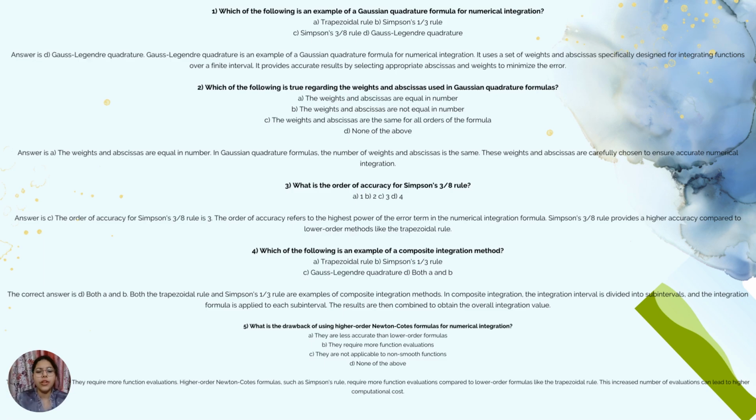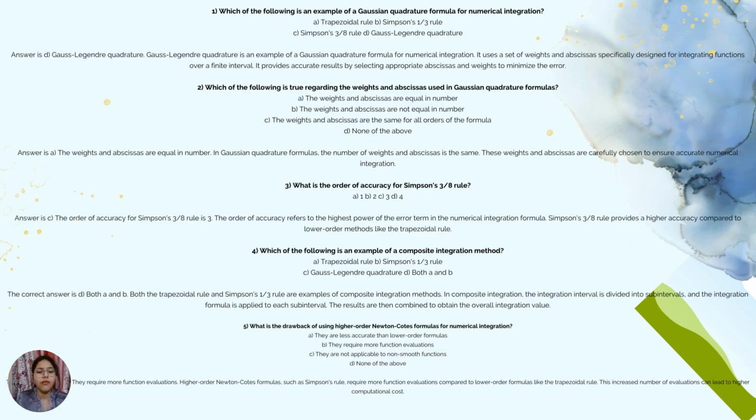Question number 4. Which of the following is an example of composite integration method? A. Trapezoidal rule, B. Simpson's 1/3rd rule, C. Gauss-Legendre quadrature, and D. Both A and B. The correct answer is D. Both A and B, the trapezoidal rule and Simpson's 1/3rd rule, are examples of composite integration methods. In composite integration, the integration interval is divided into subintervals. An integration formula is applied to each subinterval. The results are then combined to obtain the overall integration value.